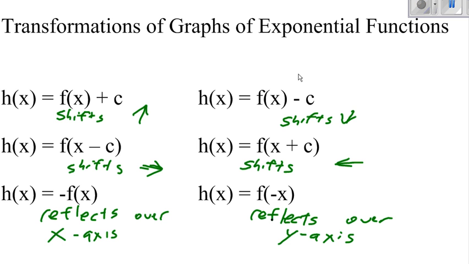So I mentioned those transformations, but here's a quick review. If you add something outside of the function to the back, it shifts it up. If you subtract it, it shifts it down. If you subtract it from the x, it'll shift it to the right. Add it to the x, it'll shift it left. A negative out in front reflects over the x-axis, and a negative in front of the x flips it over the y-axis.